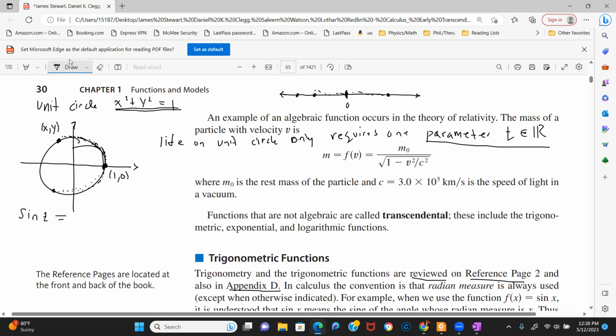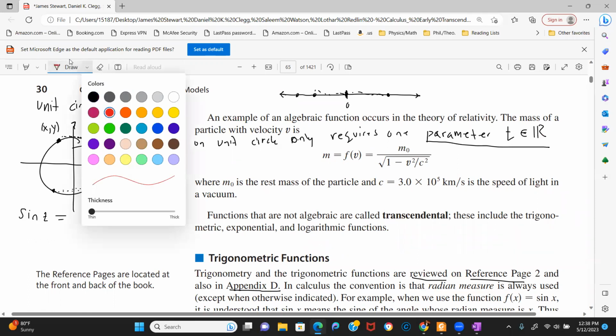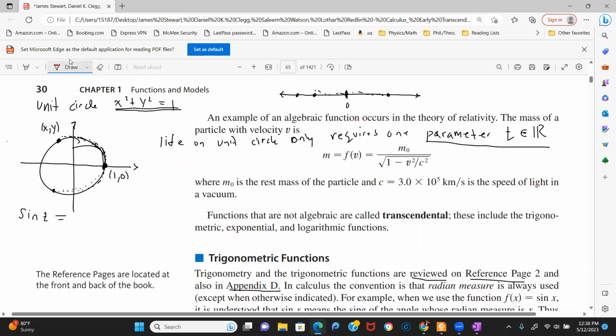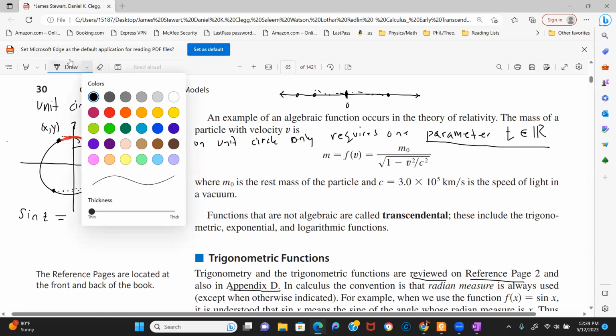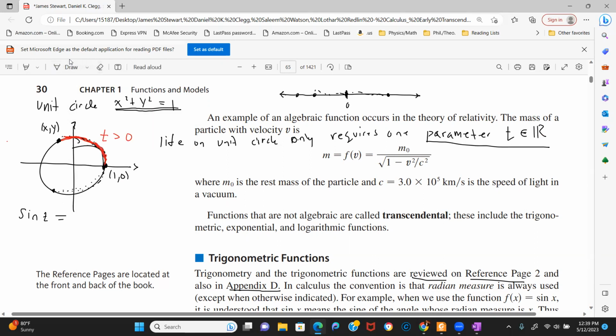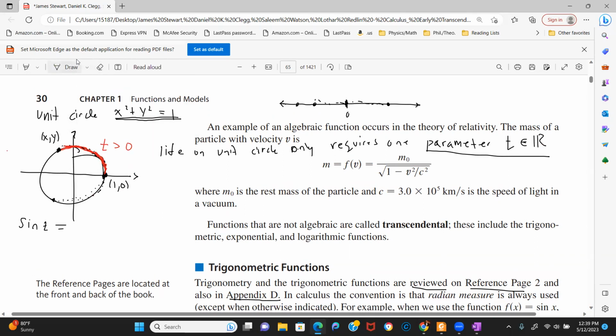So sine of t. Say you move t, and it means you move along this arc right here. This distance traveled was t, and let's just say it was positive, for simplicity. Then sine of t is just the y coordinate.